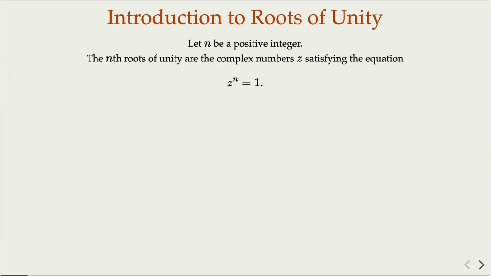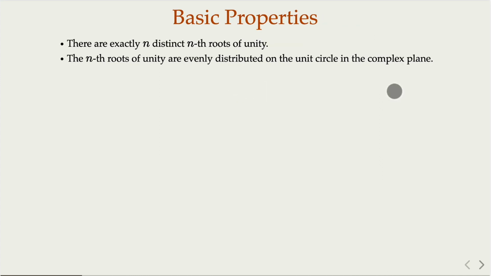Now, in general, for nth roots of unity, we're talking about the complex numbers satisfying this equation here. That is, any z that satisfies z to the nth power equal to 1. Now, some basic properties: there are exactly n distinct nth roots of unity, and the nth roots of unity are evenly distributed on the unit circle in the complex plane. We can explain that later.